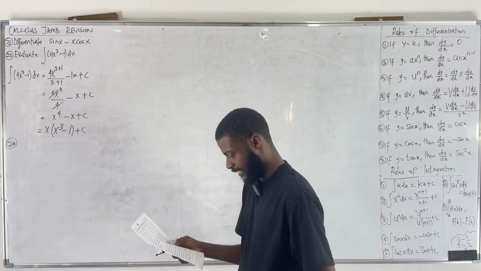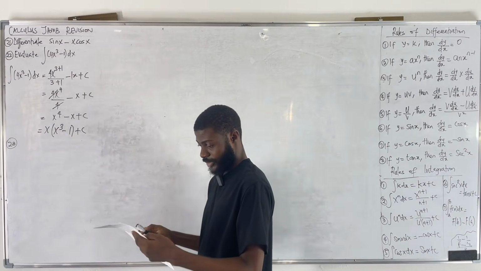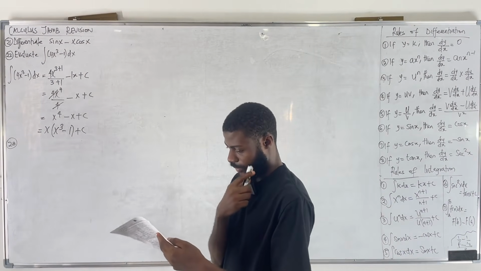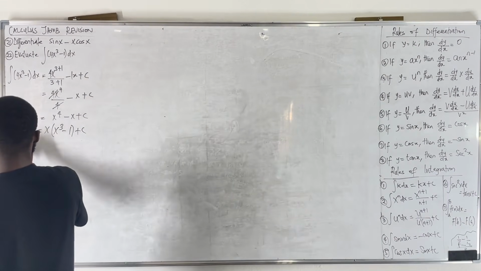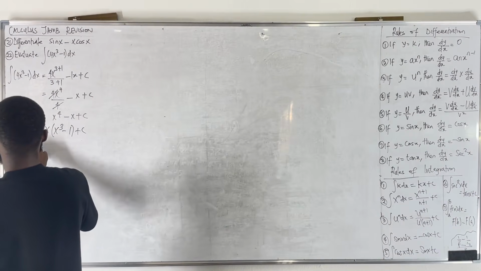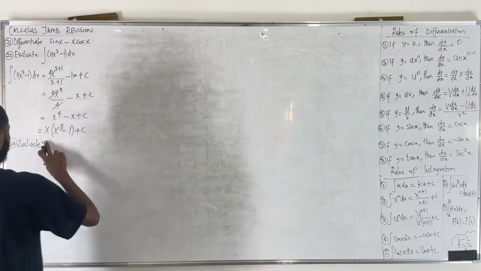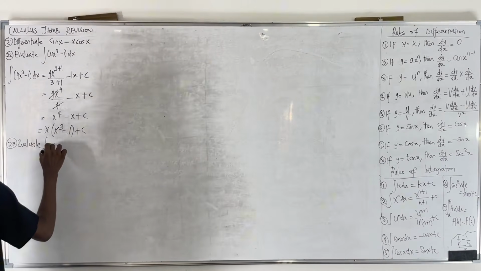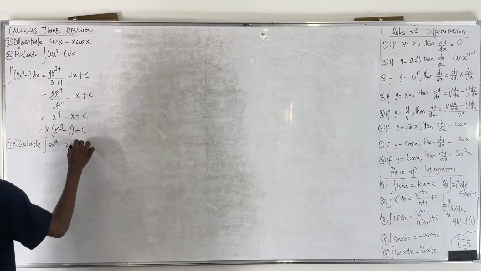Question number 23. Okay. All right. That's number 22. 23. Evaluate the integral 3x squared minus 2x plus 5 dx.